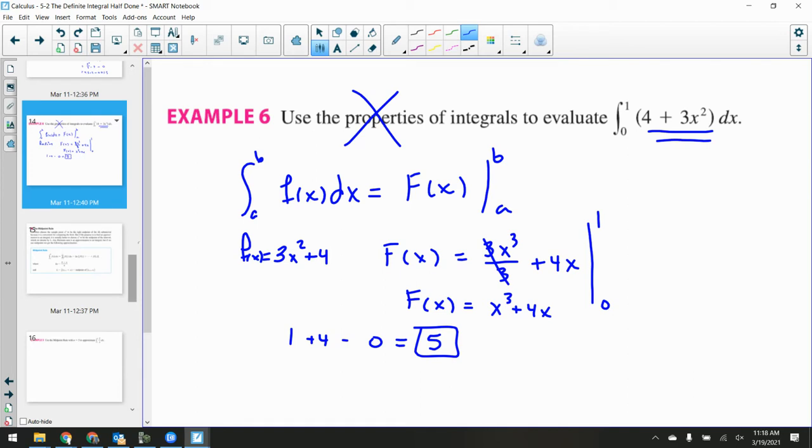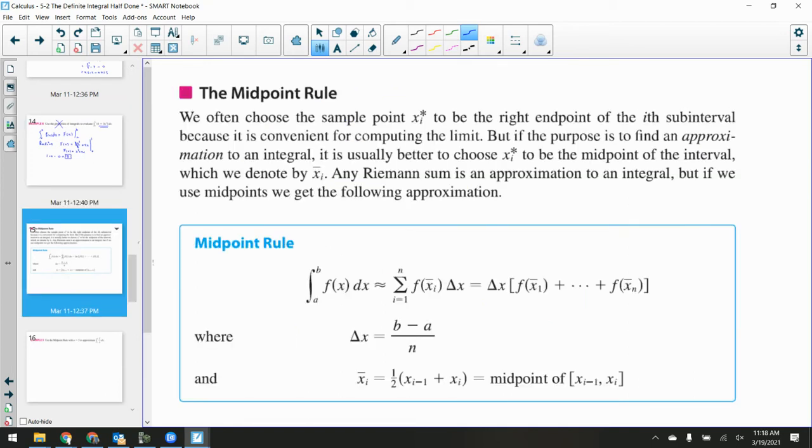All right, so next thing we're going to talk about is the midpoint rule. Now, we have used midpoints to calculate the sums of these rectangles, right? We've talked about using right endpoints, we've talked about using left endpoints, but now we're going to talk about using midpoints. The midpoint rule basically says we ought to choose the sample point, maybe to be the right endpoint or the left endpoint, but for the purpose of finding an approximation of an integral, it's usually better to choose the midpoint of the interval, right?